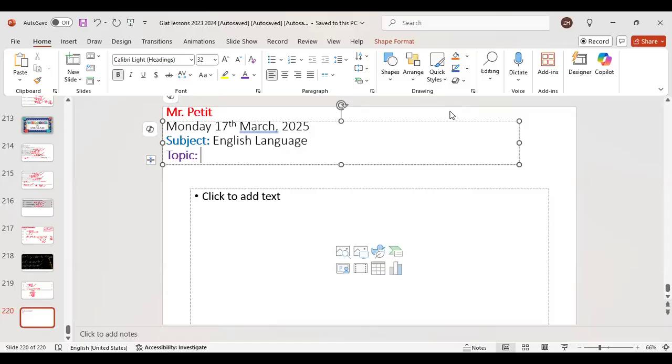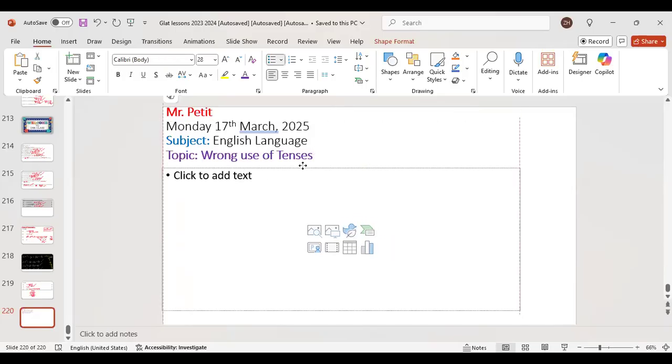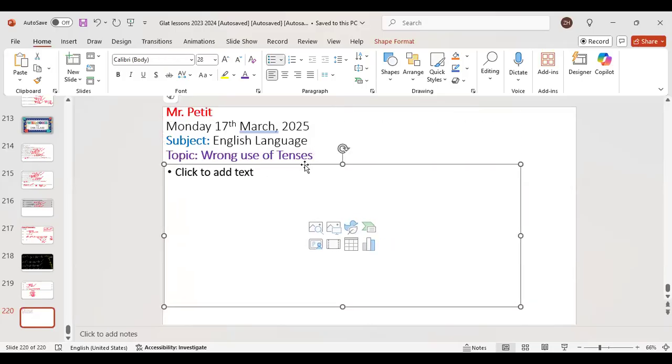All right, so what we want to do is talk about the wrong use of tenses. When we say tenses, what do we mean by tenses? For those of you who know English. Past tense and present tense. So only past tense and present tense is a tense? And future tense. Okay, good.